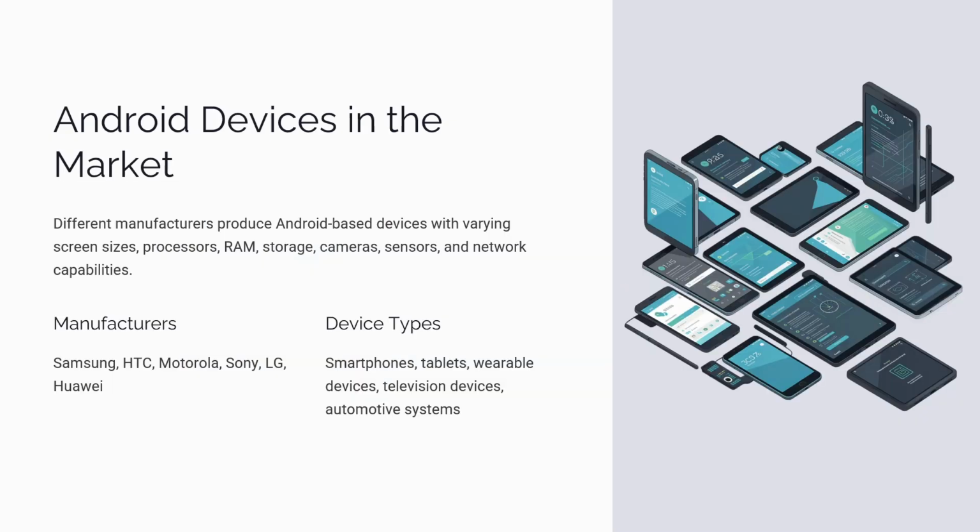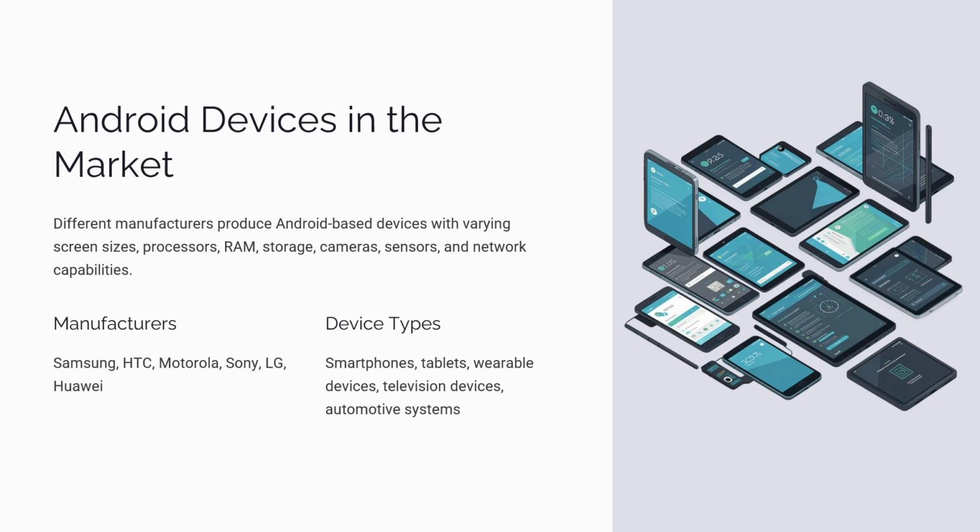So, Android devices in the market. Android is not limited to a single manufacturer or device. Different manufacturers produce Android-based devices with different screen sizes, processors, RAM, storage capacity, cameras, sensors, network capabilities, battery capacities. Examples of manufacturers that have produced Android devices include Samsung, HTC, Motorola, Sony, LG.